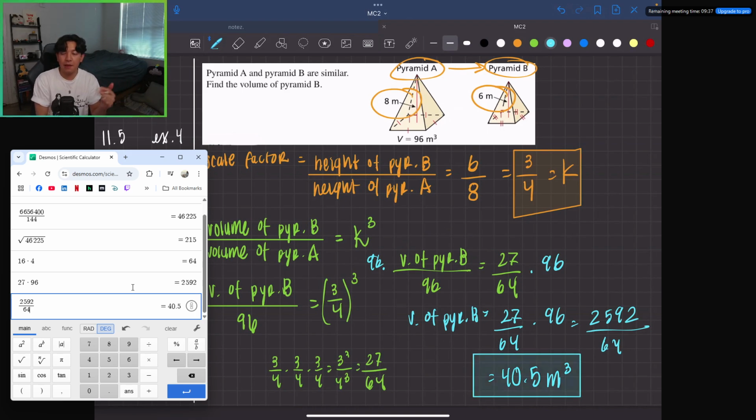Cool. So just to recap, the first thing you want to do is find the scale factor, set up your proportion to find the volume, and then substitute your values to get your answer.